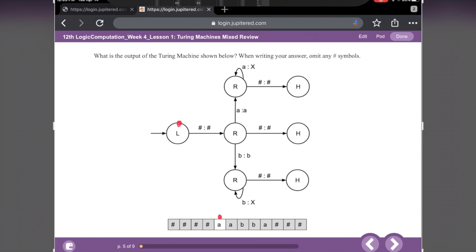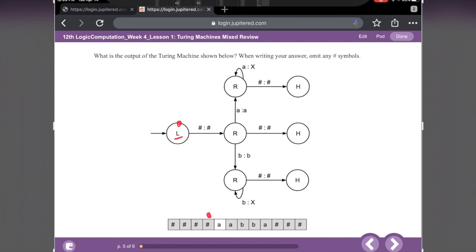We currently read an A, and the only state transition we have is this one, which says if you see a pound sign, replace it with a pound sign. What do you do if you don't have a state transition that you're allowed to follow? Because we're not allowed to follow this one. In that case, you just default to the instruction that's given here. It says go to the left. Basically, go to the left and ignore the symbol. So let's do that. Let's go to the left.